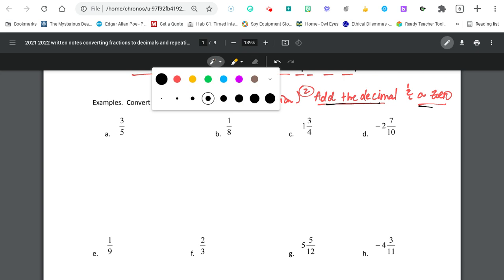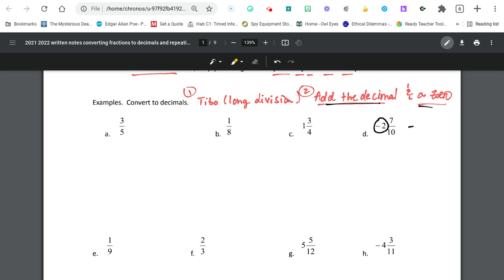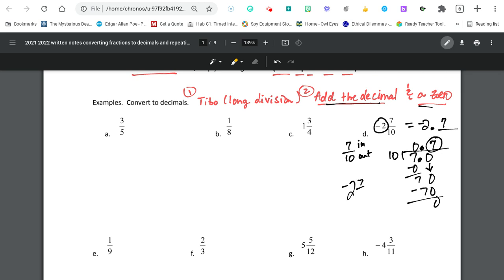All right, on D, I'm going to keep this part, and it's going to sit in front of the decimal. Then I figure out what goes behind the decimal by T-bowing 7/10. Or if you know 7/10, just write it. 10 won't go in a 7. Write a 0, subtract a 0. And 10 will go in a 70 exactly 7 times. So whatever is behind the decimal here goes behind the decimal there. So negative 2 and 7/10 is just equivalent to negative 2.7.